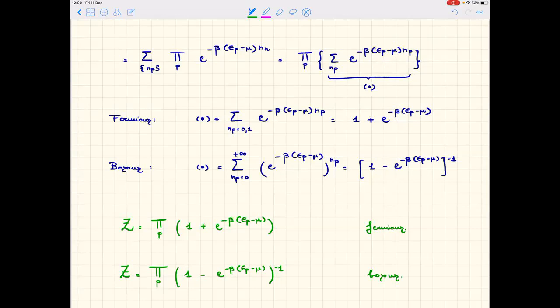Now, let's see what is the implication of this. In order to see what is the implication, let me compute the average number of particles, which, as we already know, is 1 over beta times the derivative with respect to the chemical potential of the log of Z. If you do the calculation, you will see that this is the sum over p of 1 over e to the beta (epsilon_p minus mu) plus or minus 1.